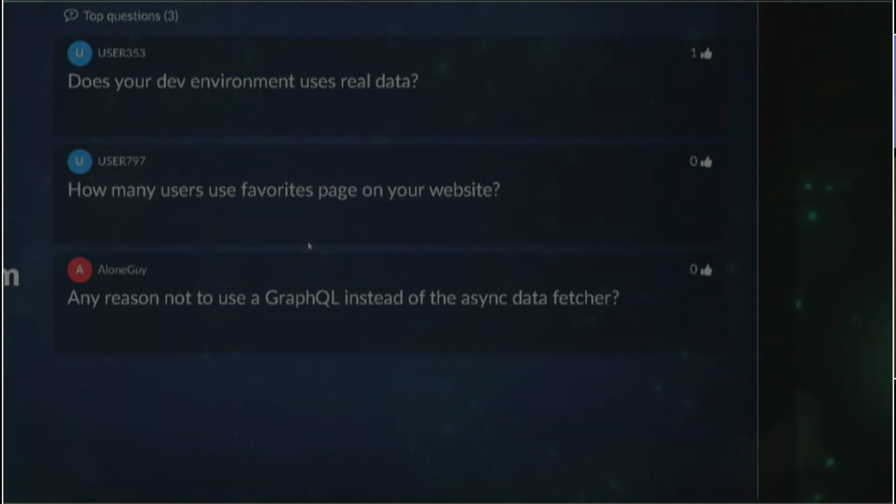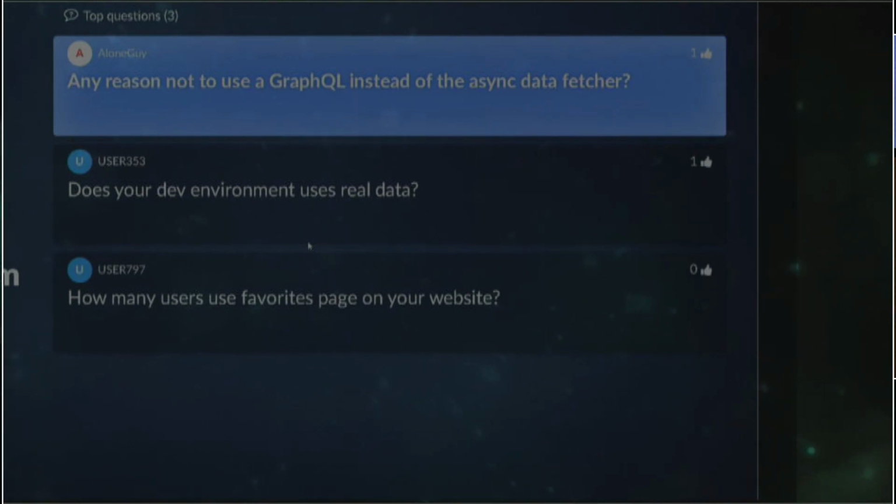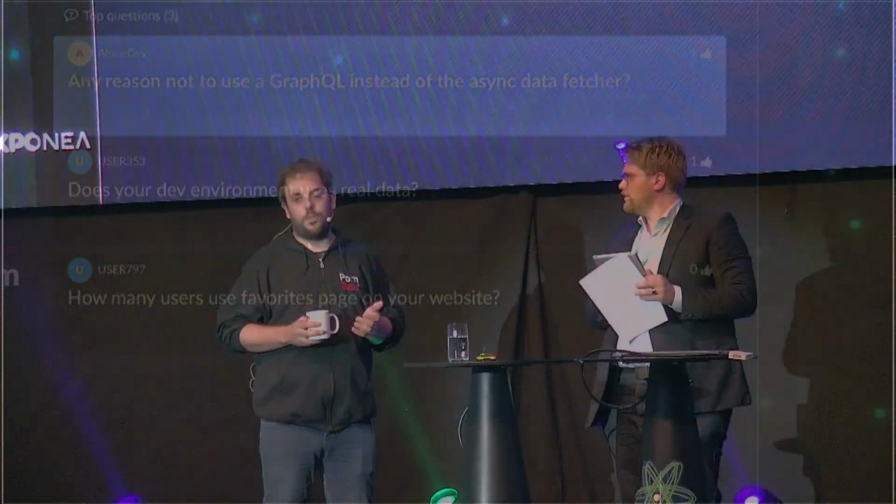Any reason not to use GraphQL instead of the async data fetcher? Yes. We had lots of traffic, and we were comparing the sizes of the packets with GraphQL and with REST, and it has a lot of overhead, so it's going to be more expensive. But maybe in the future, by playing a little bit more, we can use it.